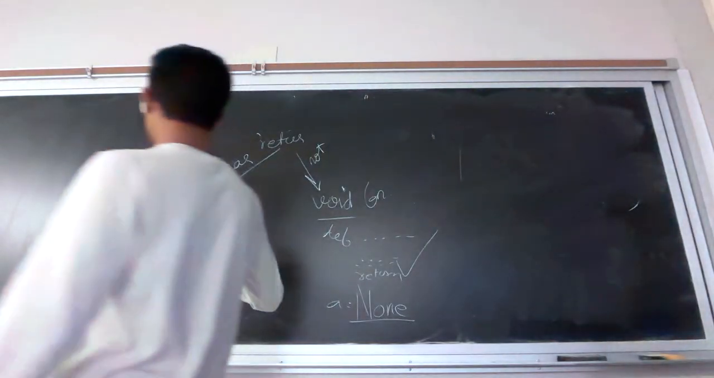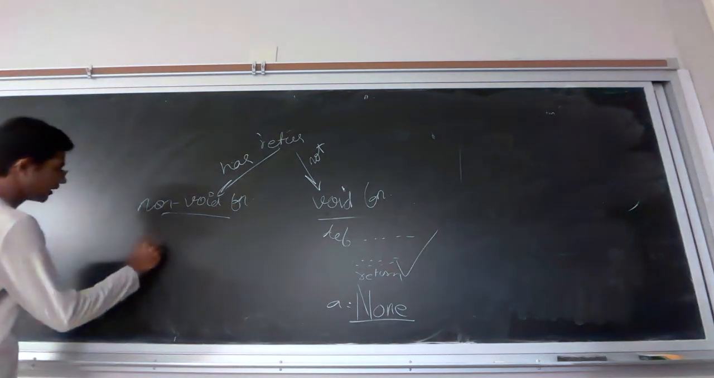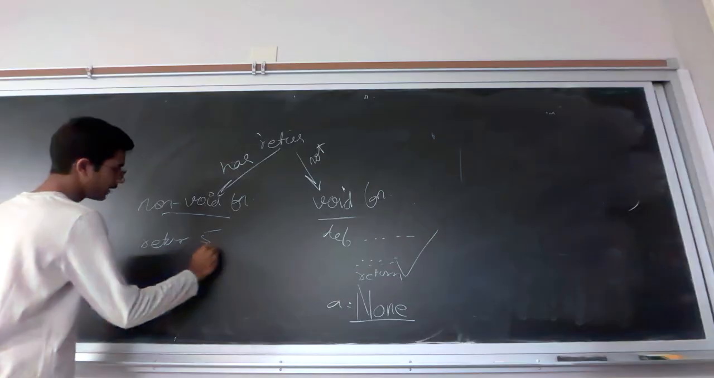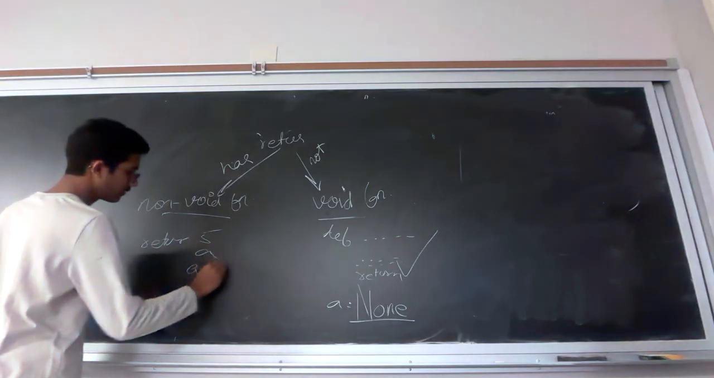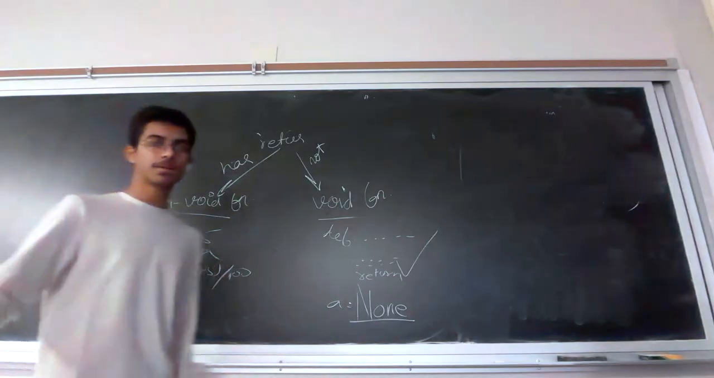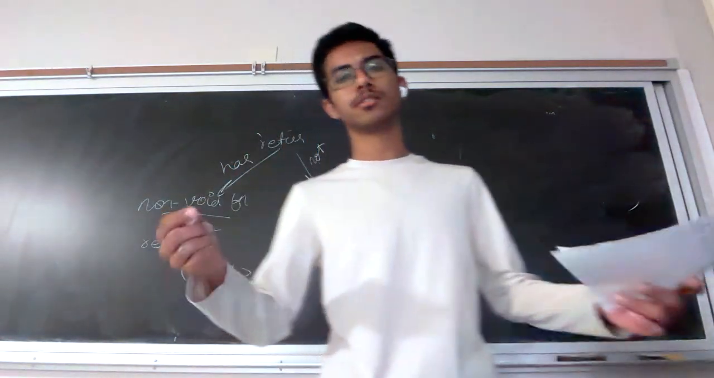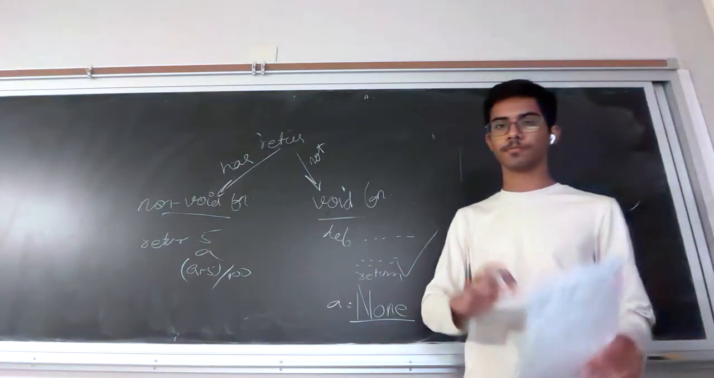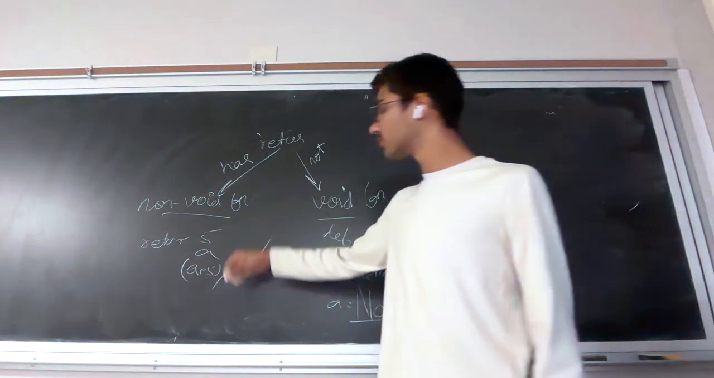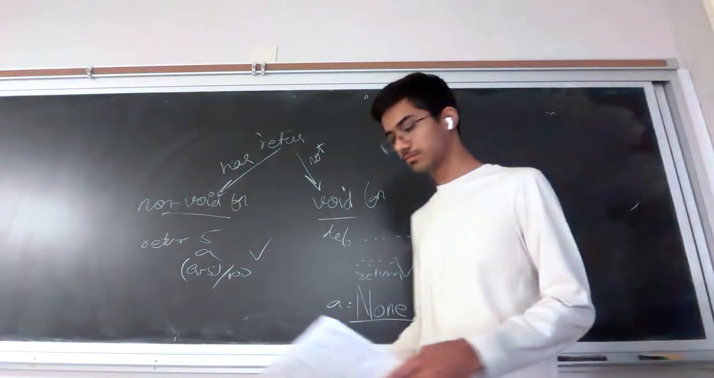Whereas a non-void function, on the other hand, always returns some value. It could be return 5, it could be return a, it could be return a plus 5 divided by 100. It does not matter. Return accepts strings, booleans, expressions. All of that is valid. They are all perfectly correct examples of non-void functions.